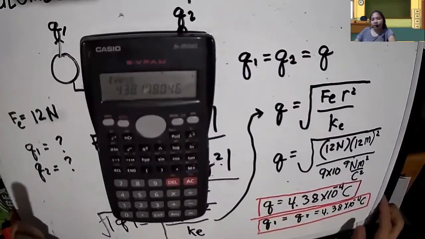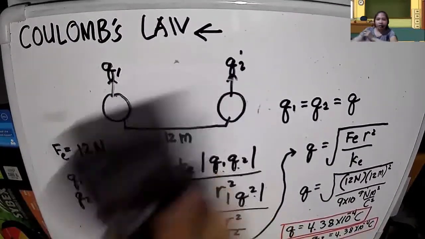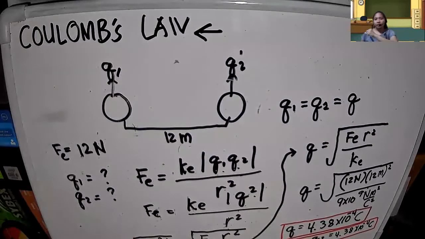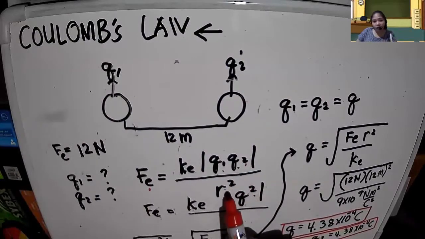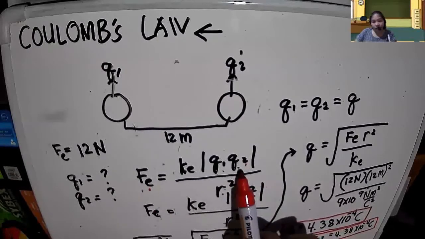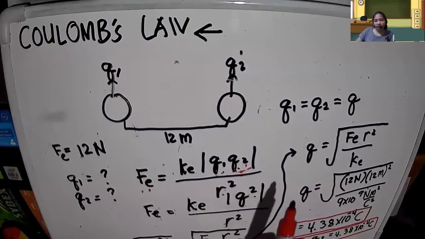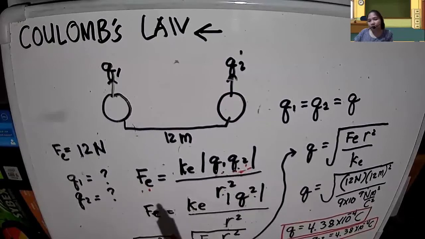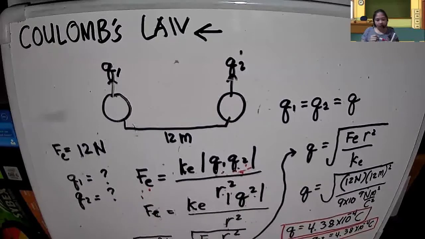I hope you understand this part. So going back to our Coulomb's law equation, if we are given the force and the charge, we can actually solve for the distance of separation. If we are given the distance and the force, we can solve for the charge of either of the spheres. If we are given the charge and the distance, we can also get the force.